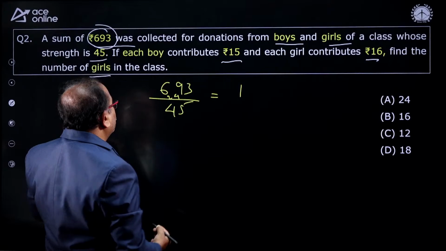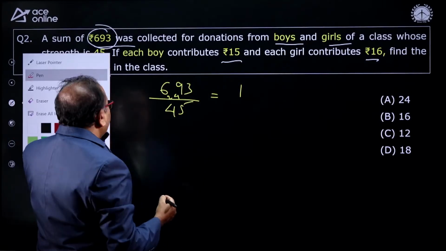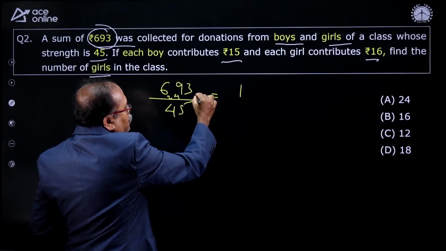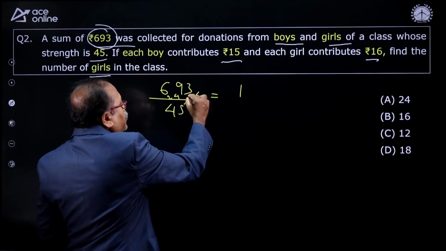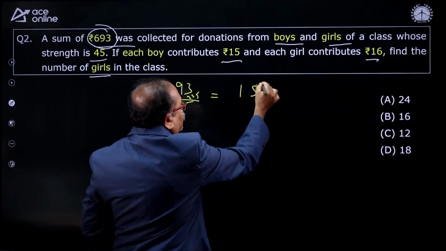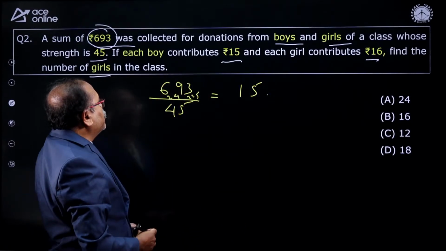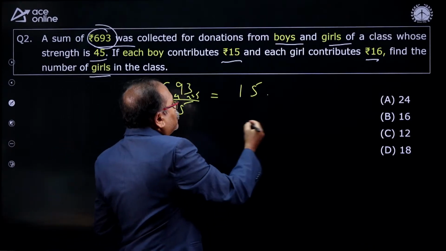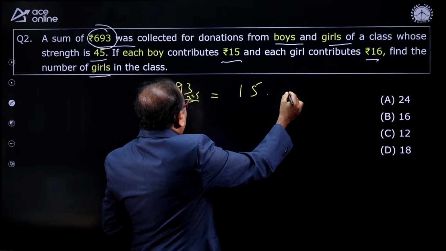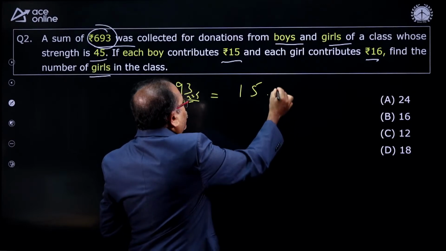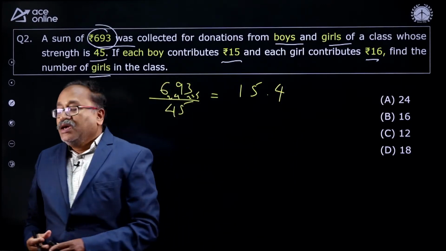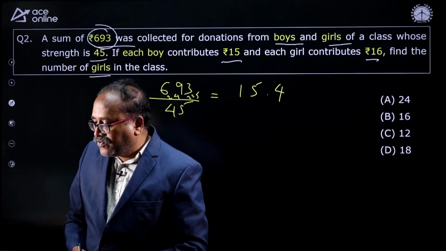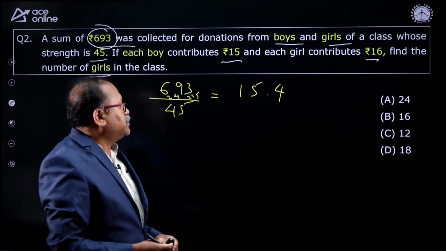So I will take this as 5 times, and 5 times 5 is 25, carry 2, 5 times 4 is 20 plus 2 is 22. That's 5 times over here. If I take the difference, I get 18, and 18 divided by 45, 180 divided by 45, which comes to 4. Can anyone answer the question? That is 15.4. Yes, right, Sai.